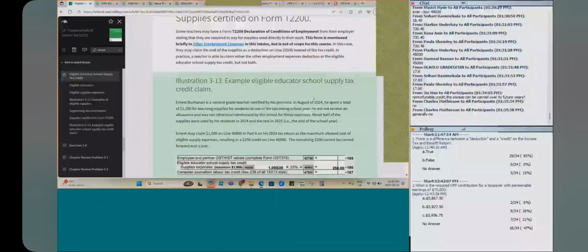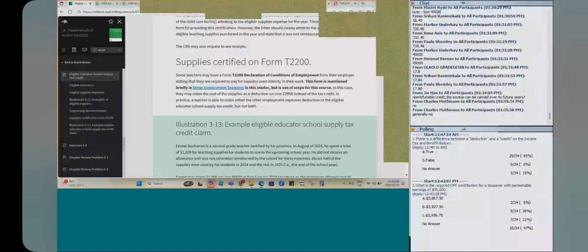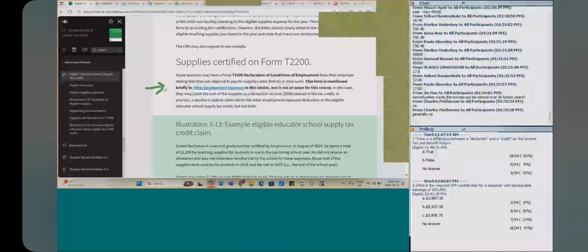Now, what this is here is, in some cases, people might be claiming supplies as employment expenses, which are out of scope for this course. Bear in mind that in practice, a teacher can either claim the employment expenses deduction or this credit, but not both. So let's look at an example here.